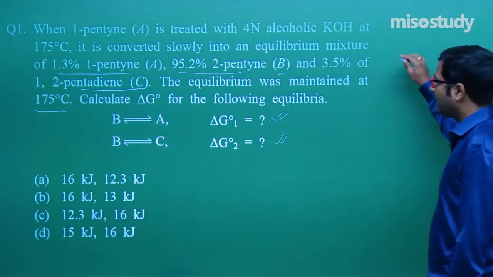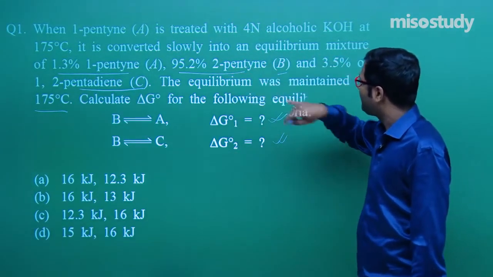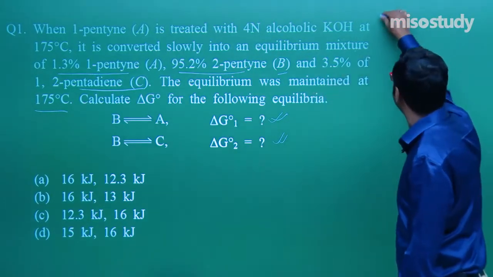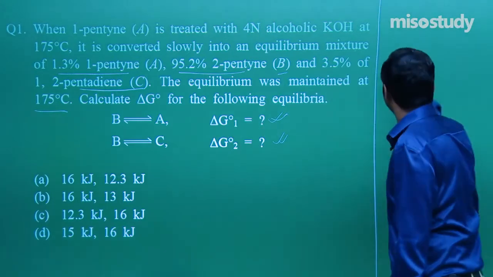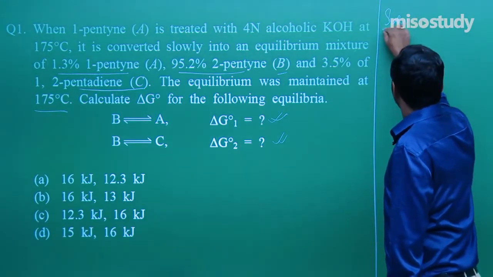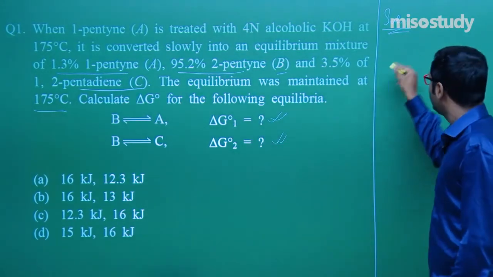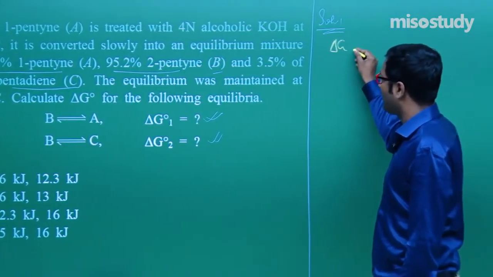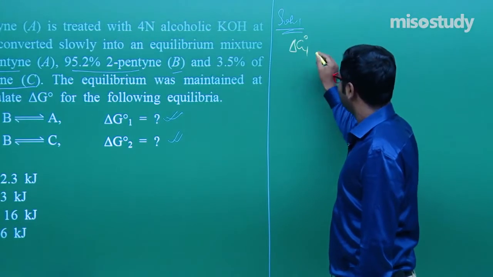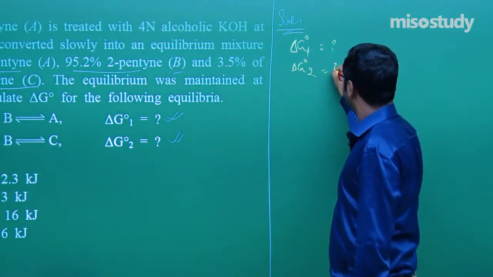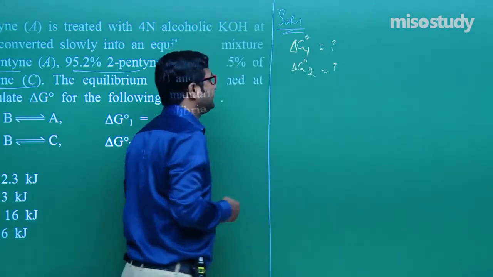Clear? Okay. Here B is 95.2% 2-pentyne, and A is 1.3%. So we are going to solve the question. What to find, friend? Tell me. Here delta G1 is what we have to find, and clear these two explanations. Now I am moving here.